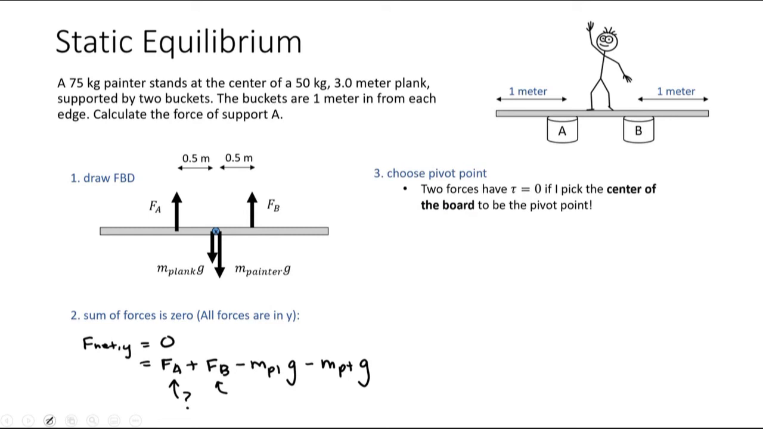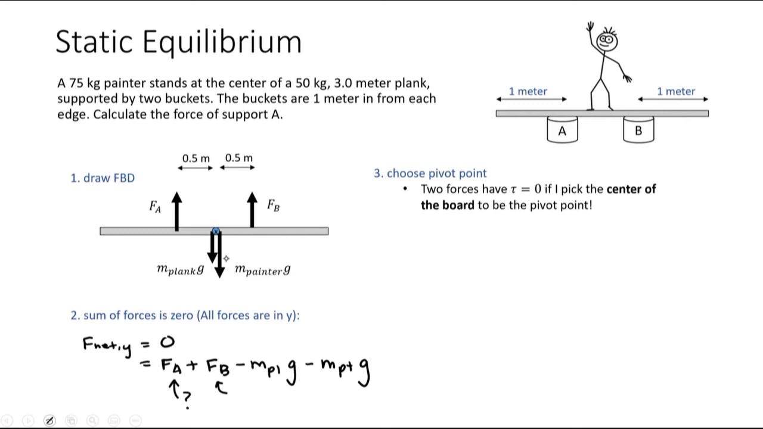And the reason why I'm going to choose the center of the board to be the pivot point is because then 2 of the forces acting on the plank will have 0 torque. Both the weight of the plank and the weight of the painter will contribute 0 torque in this case because the distance from the pivot point to where those forces are applied will be 0, right? They're both applied right at that pivot point. And so we won't get contributions to the torque from either of those 2 forces, and that's just going to simplify our calculations here.